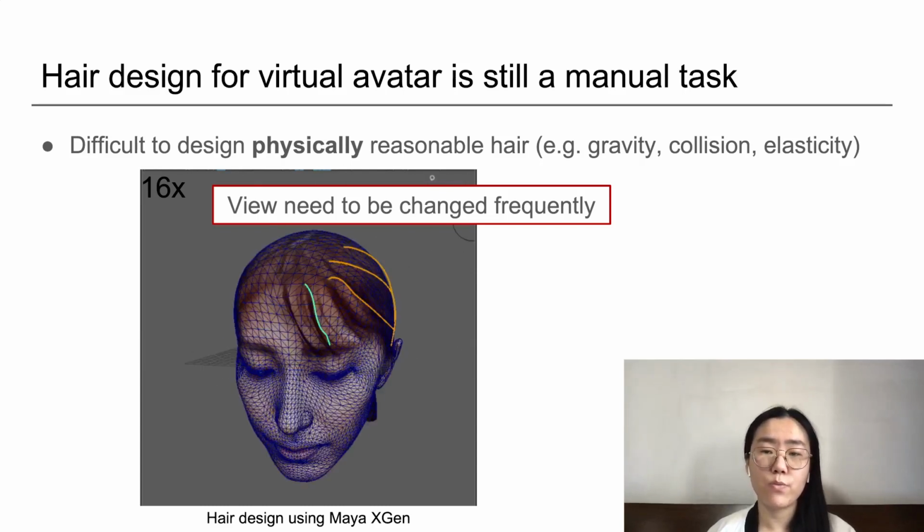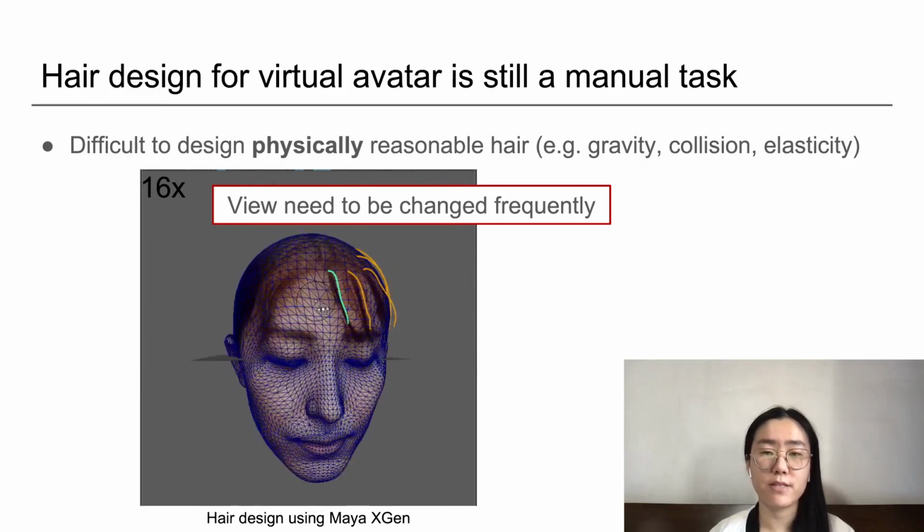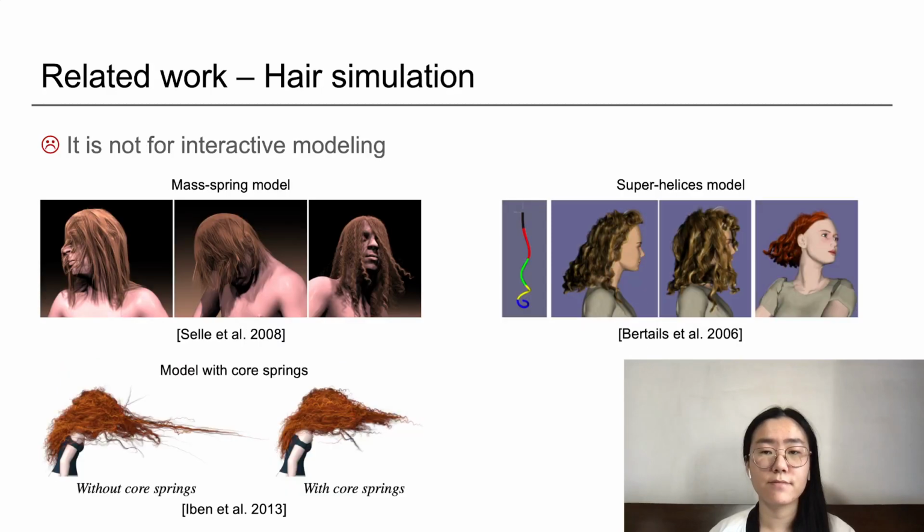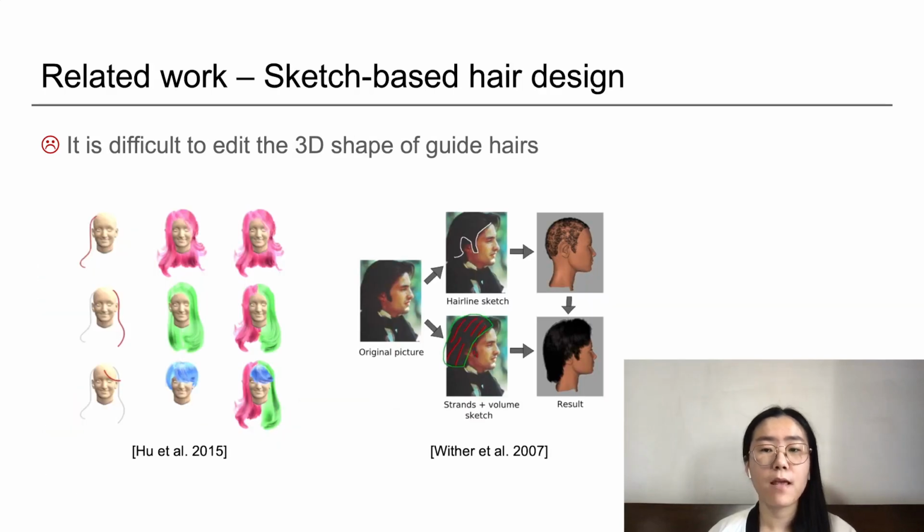And there are a lot of works that have tried to improve these circumstances. Among them, some work focused on detailed hair capture. This work generates highly detailed hair geometry, but it is still difficult for artists to design. The hair simulation has models such as the mass spring model and the super-helices model. However, it is not intended for use in interactive modeling. Some sketch-based hair designs consider interaction, but it is still difficult to edit the 3D shape of guide hairs.